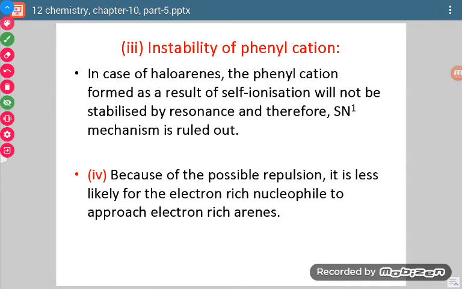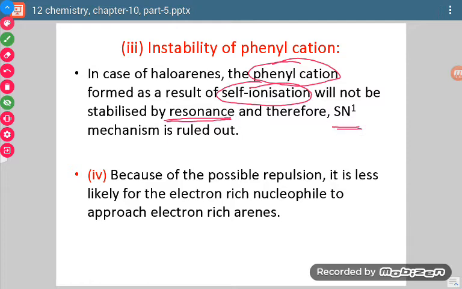Now one more thing, instability of phenyl cation. Now see, when we talk about haloarenes, if it undergoes self-ionization, then there will be formation of phenyl cation. Okay, now see, phenyl cation will not be stabilized by resonance.